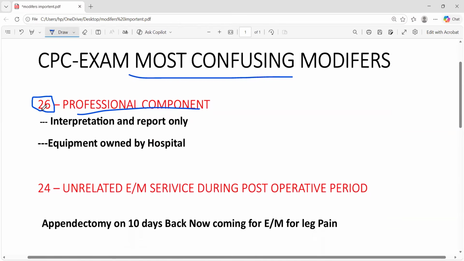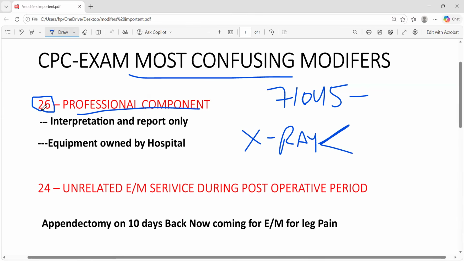See here, if we have X-ray of chest 71045, X-ray of chest one view, chest X-ray, radiological exam. X-ray is also called radiological examination. 71045, we have when we need to give the modifier 26. This X-ray was performed by a technician. There is equipment called hospital equipment. With this hospital equipment, the technician performs the X-ray.